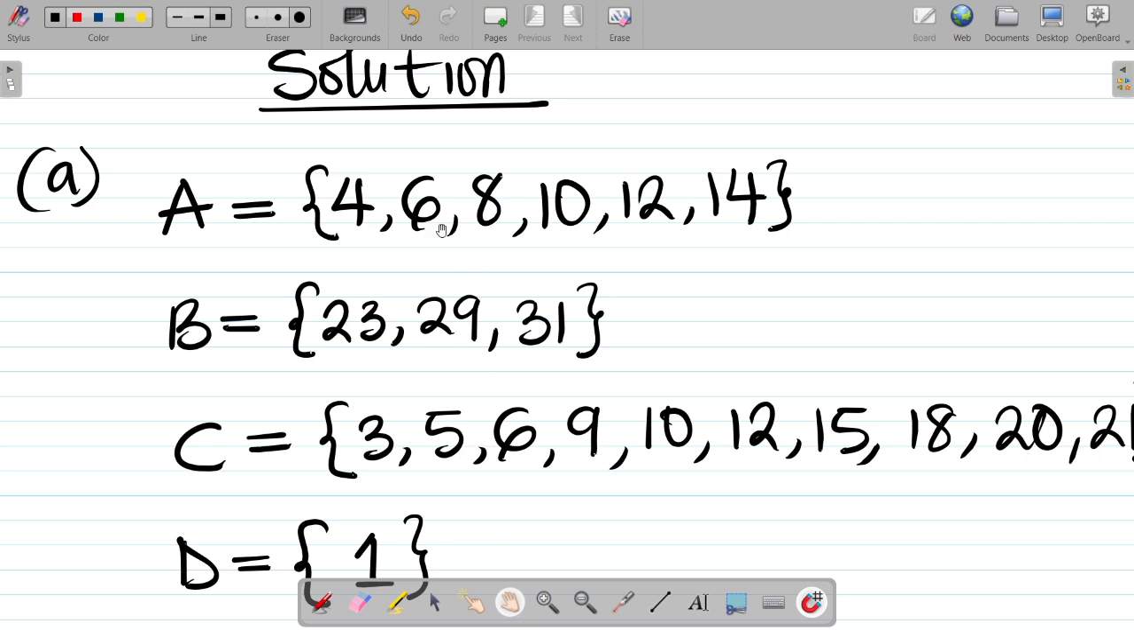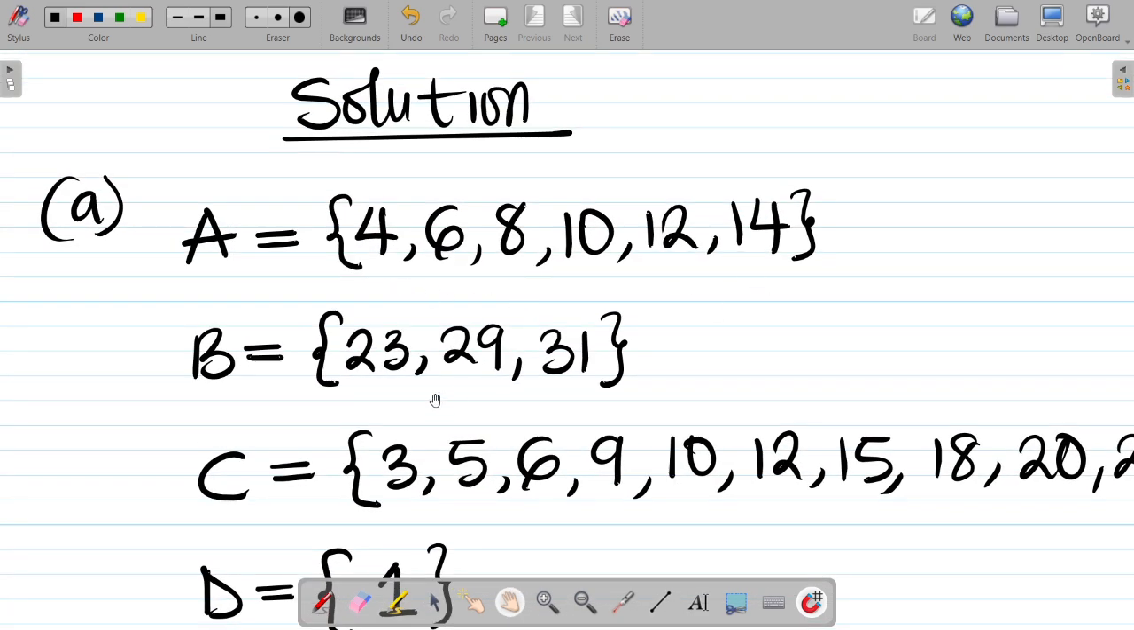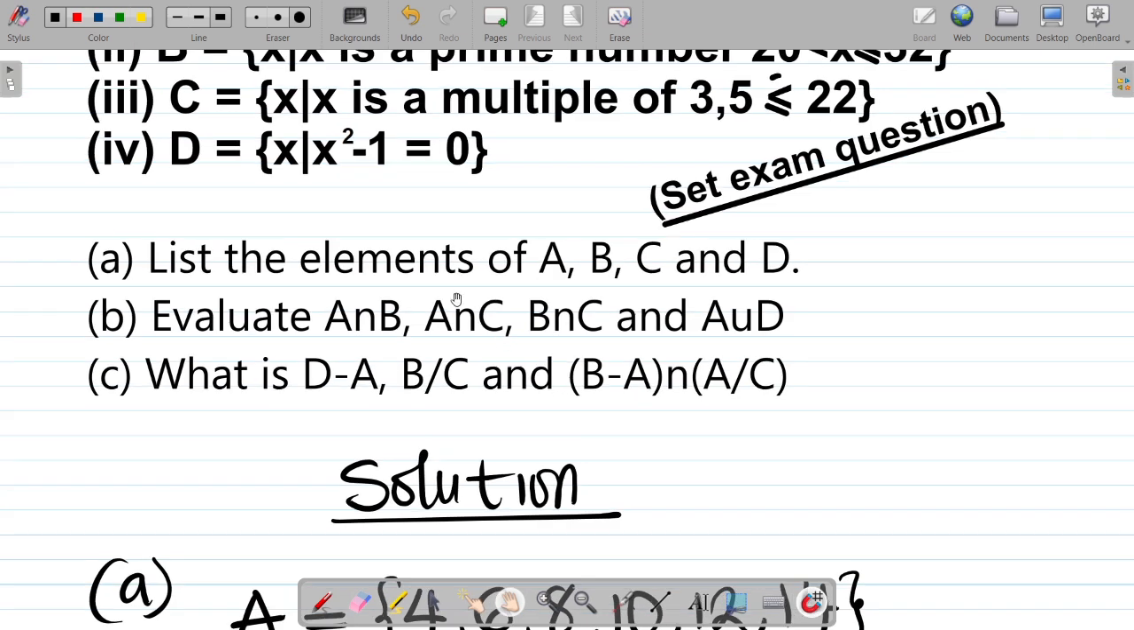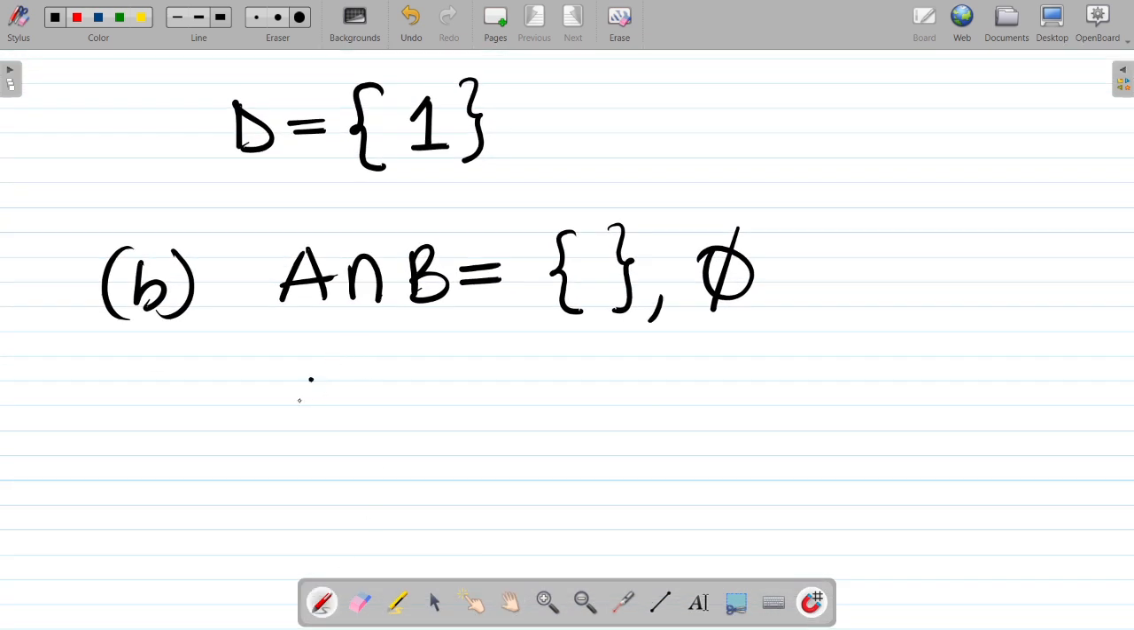A has 4, 6, 8, 10, 12, 14. B has 23, 29, and 31. There are no common elements, so that's equal to an empty set. You can leave it this way or use the empty set symbol. That's A intersection B. There's nothing common between them. No number common between them. Next up says A intersection C. For intersection, we're looking at what they have in common.